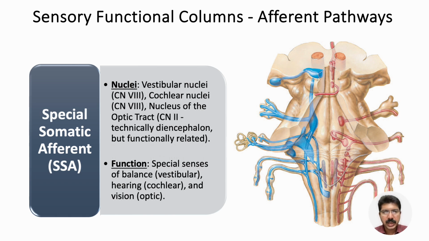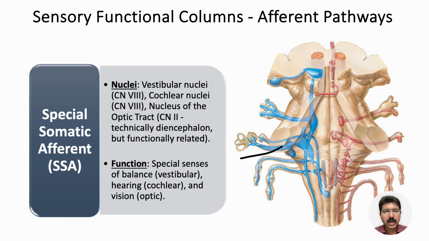Finally, the special somatic afferent or SSA column is dedicated to the special senses of vision, hearing, and balance. These senses have specialized sensory organs in the head. The vestibular nuclei, located in the pons and medulla, receive information about balance and spatial orientation from the vestibular apparatus in the inner ear. These nuclei are crucial for maintaining posture and coordinating eye movements with the head movements.